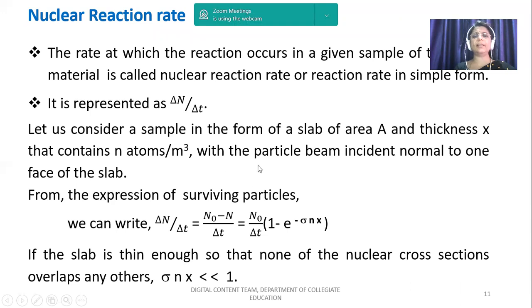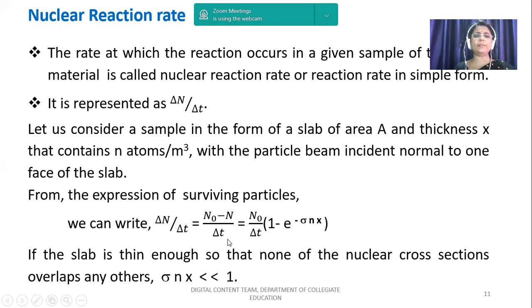Let us consider a sample in the form of a thin slab of area A and thickness x that contains n atoms per meter cube, with a particle beam incident normal to one face of the slab. So this diagram I had shown in the earlier session: a thin slab of thickness x onto which you are sending the incident particles normal to it, and here we are considering the rate at which the reaction takes place. And here, from the expression of surviving particles, we know it is n equals n naught e to the power of minus sigma nx.